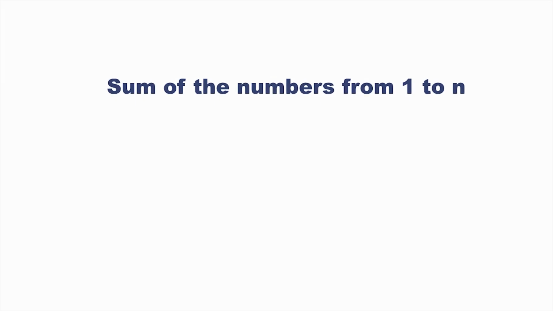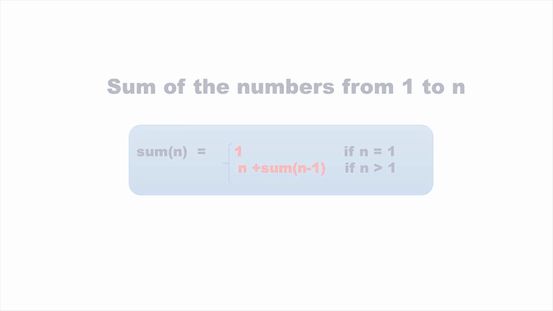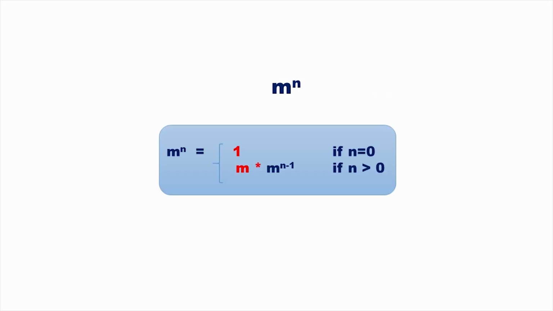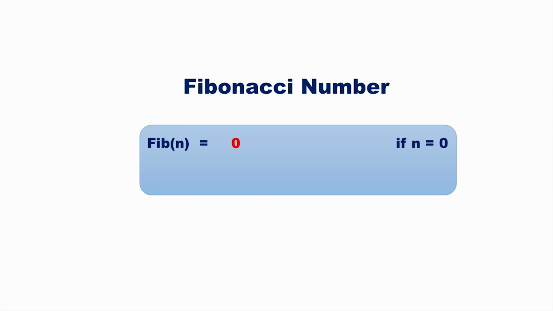Sum of the numbers from 1 to n. If n equal to 1, sum equal to 1. Otherwise, if n greater than 1, sum equal to n plus sum of n minus 1. Find m raised to the nth power. If n equal to 0, m raised to n equal to 1. Otherwise, n greater than 0, m raised to n is equal to m into m raised to n minus 1. Next example is Fibonacci number. Fibonacci of 0 equal to 0, Fibonacci of 1 equal to 1. If n greater than 1, Fibonacci of n equal to Fibonacci of n minus 1 plus Fibonacci of n minus 2.